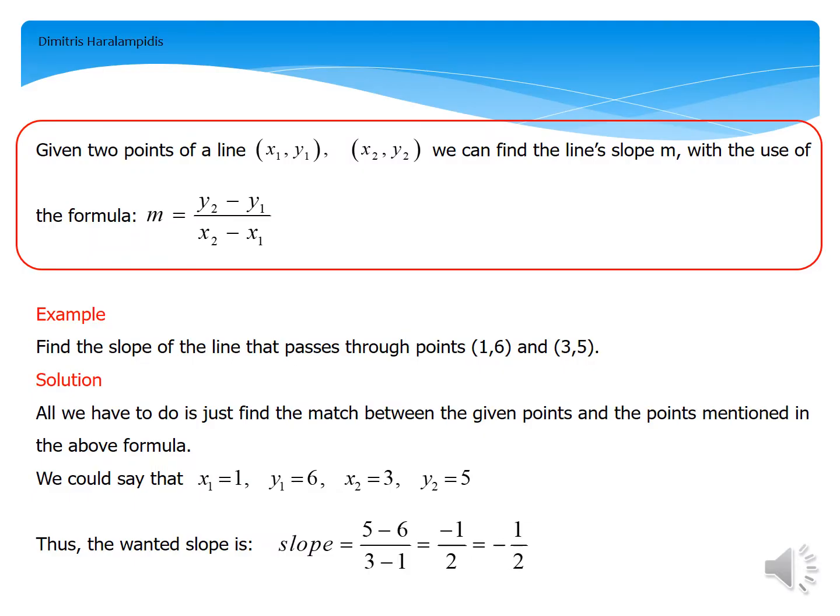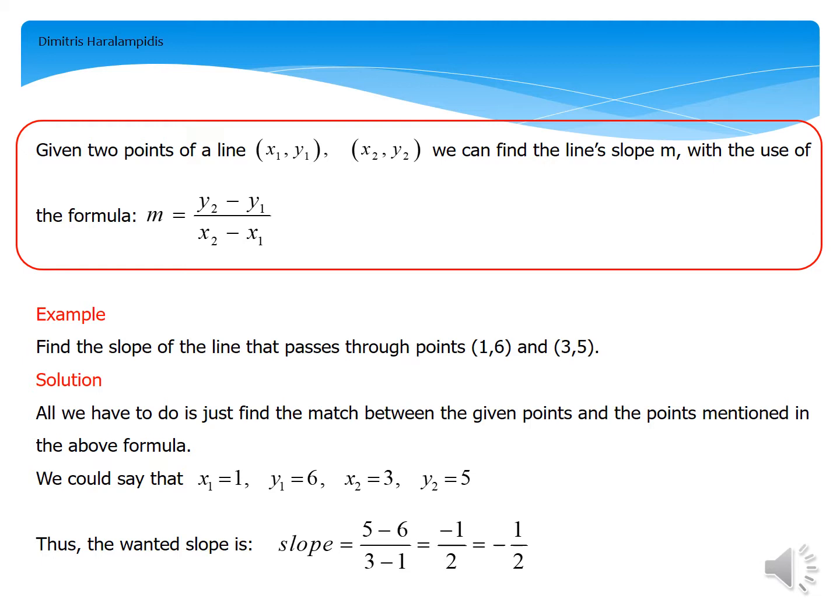Let's start with a definition. Given 2 points of a line with coordinates x1, y1 and x2, y2, we can find the line slope, let's call it m, with the use of the following formula. m, slope, equals y2 minus y1 over x2 minus x1.